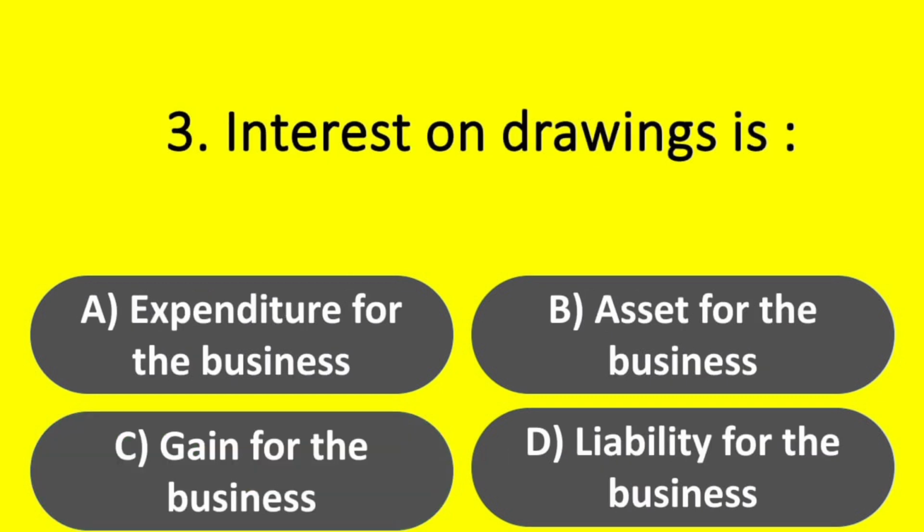Interest on drawings is: option A, expenditure for the business; option B, asset for the business; option C, gain for the business; option D, liability for the business. Answer: option C, gain for the business.